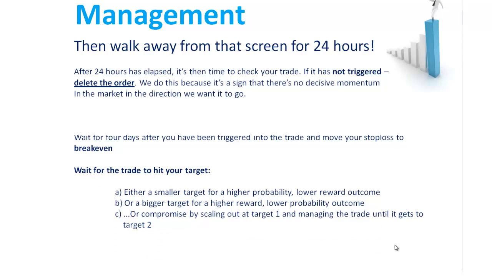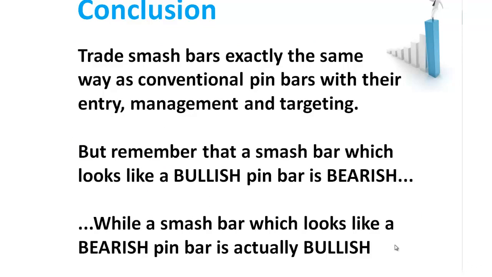But if your trade is triggered, then just simply, if we're long, trade it for every 2 buyer bars, or if we're short, trade it for every 2 seller bars. So in conclusion, smash bars, they're very counterintuitive. However, we just manage them and select targets with them exactly the same way as conventional pin bars, with their entry management and targeting. It's very straightforward in this respect.